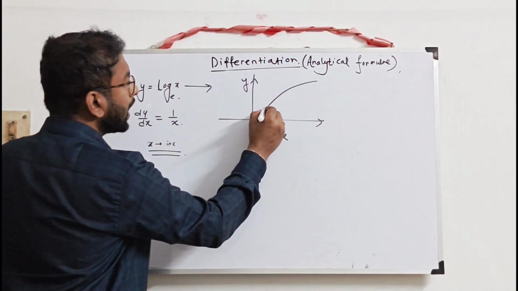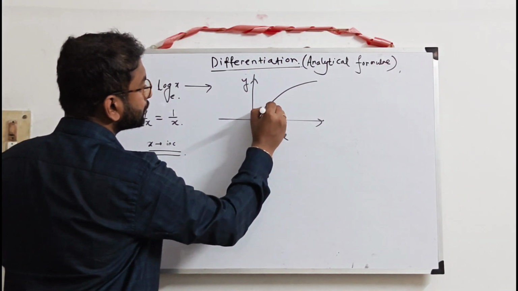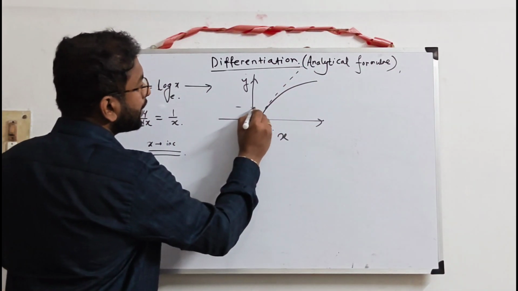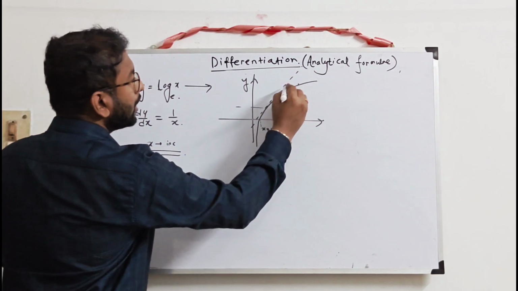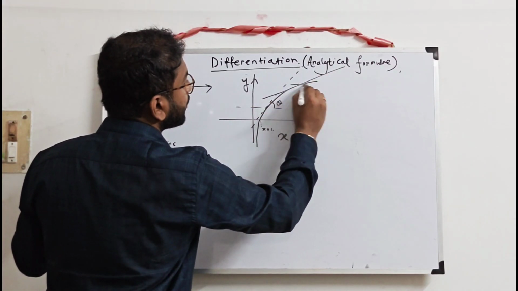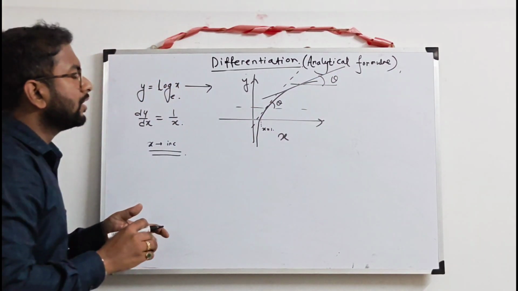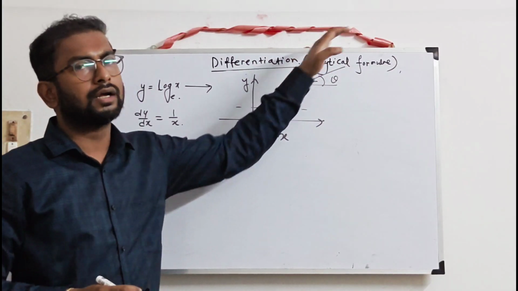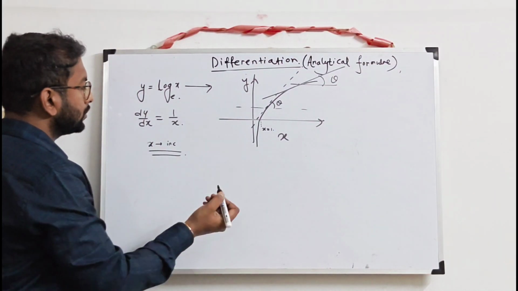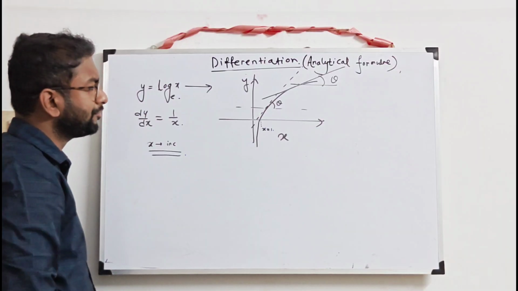That means if I draw one tangent here, let's say it is making some angle with the positive x-axis, and if I draw the tangent here, it will make less angle with the positive x-axis, because the graph is slowly becoming flat. As x is increasing, it is becoming flatter. So that is the tendency of the graph.